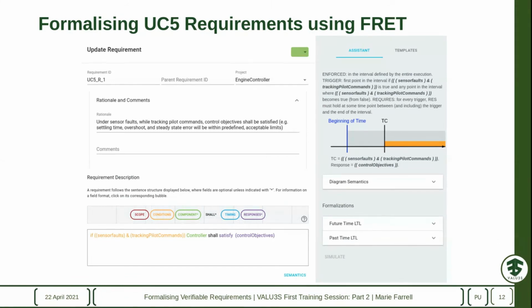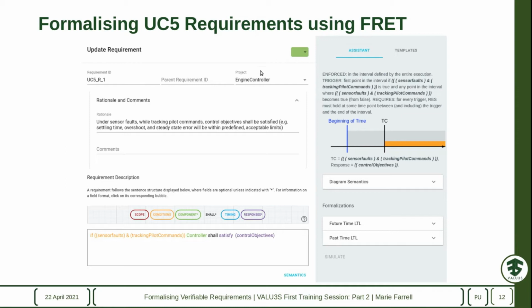So what does it look like, I guess? Here's a screenshot of the adding a requirement interface in FRET. You can see over here, I'm not sure if you can see my mouse, we give every requirement a requirement ID. It can have a parent requirement, and I'll talk about that again in a minute.